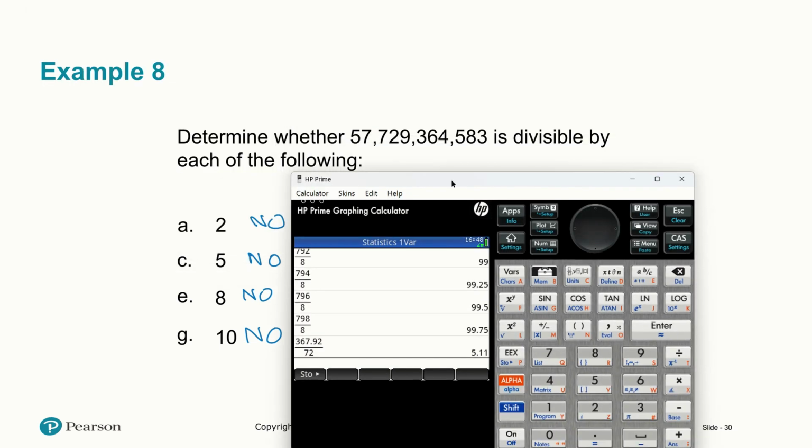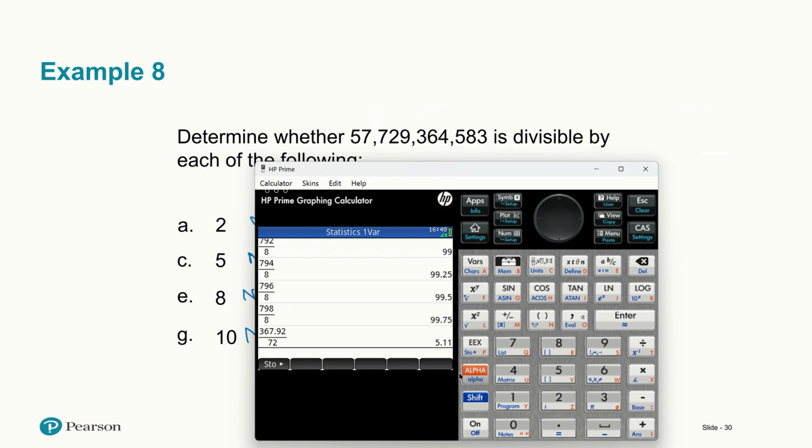So we're going to go ahead and just get busy and add all the digits. So 5 plus 7 plus 7 plus 2 plus 9 plus 3 plus 6 plus 4 plus 5 plus 8 plus 3.